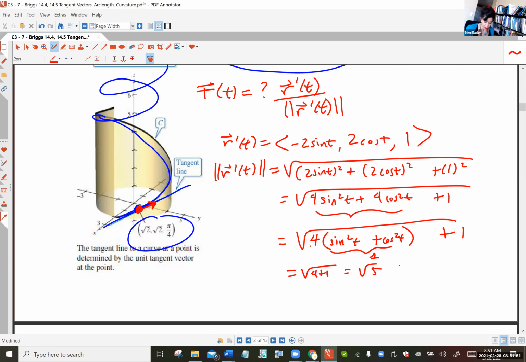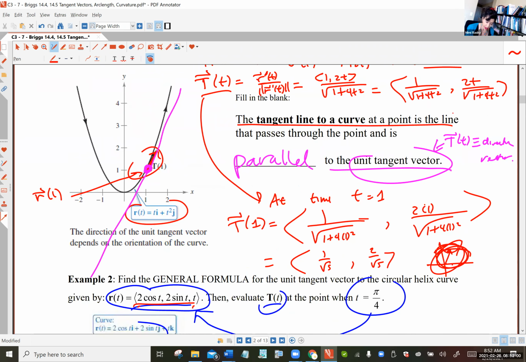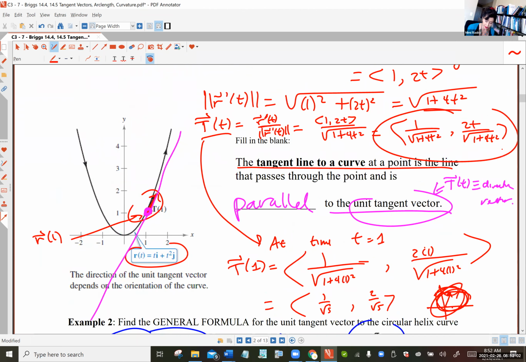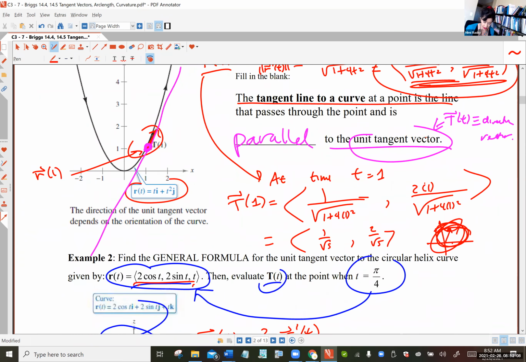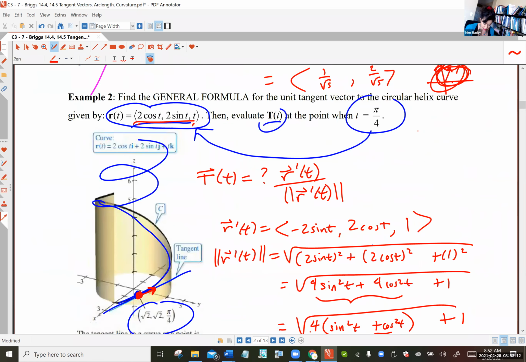That doesn't always happen, because we saw in the previous example the magnitude of the derivative wasn't just a constant. Look at this guy up here. Those components are functions of t, so the denominator there isn't a pure number. Here it just happens to be a pure number, which is nice.